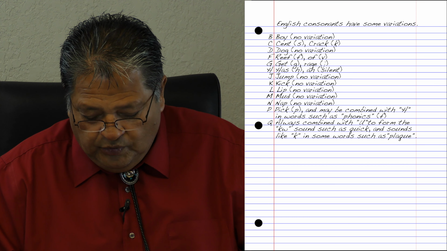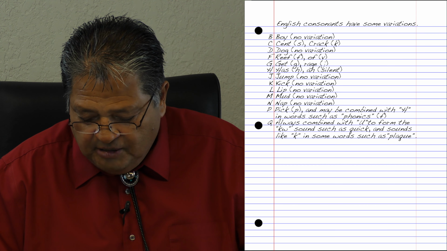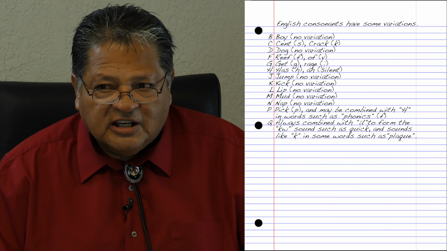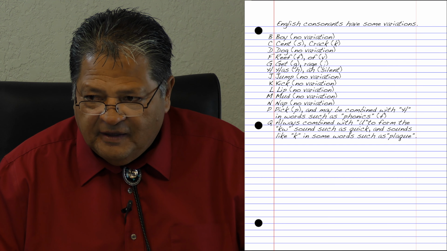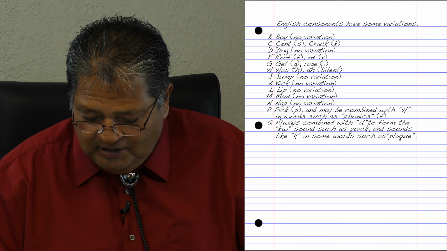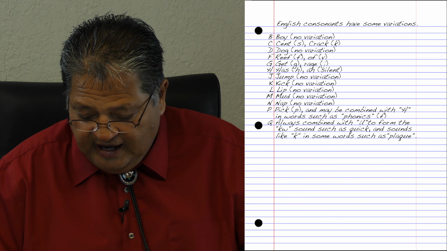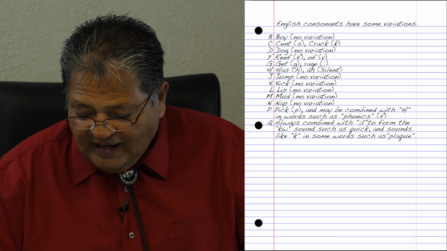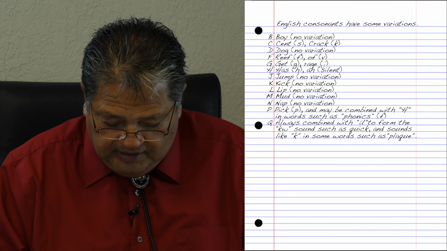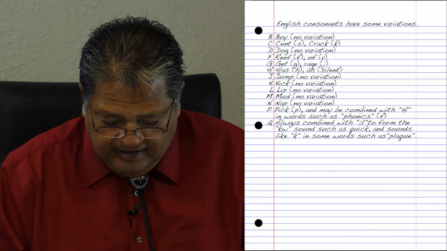The letter Q is always combined with U to form the KW sound, such as quick. Quick is spelled Q-U-I-C-K. And once again, those questions, why didn't they spell it K-W-I-C-K? But it's spelled Q-U-I-C-K, and it makes the KW sound. It's silent in some words, such as in the word plaque. Actually the Q is not silent, but it sounds like a K.